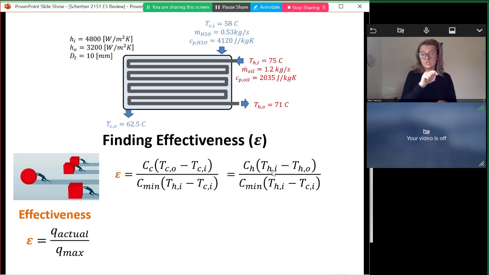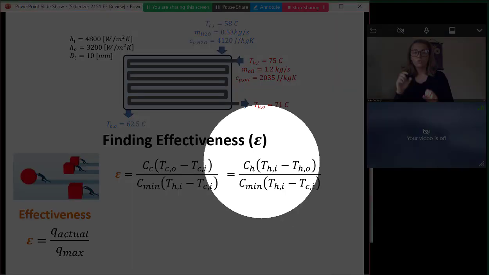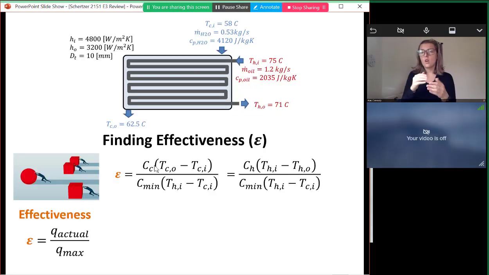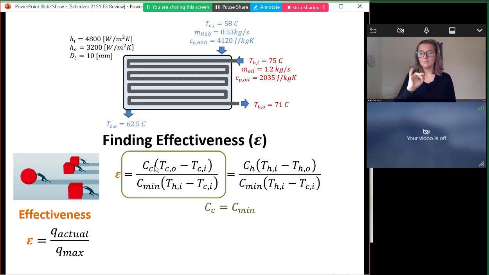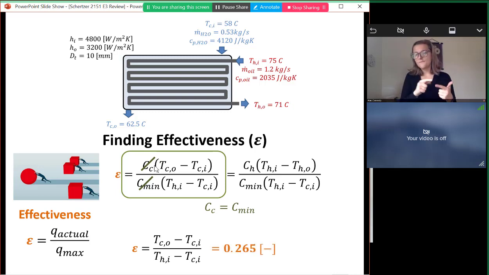Now, what I like to do is take whichever version of this is C min. So in this case, C cold is C min, right? So I would use this equation and cross out my big C's. And then I get a dimensionless temperature difference.